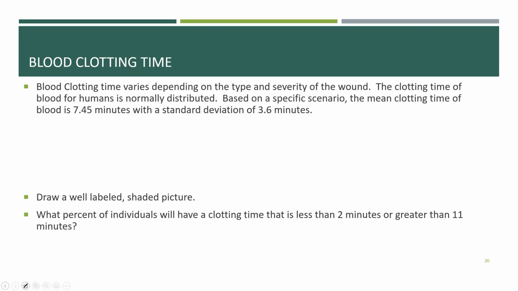But in this scenario, we have the clotting time that is normally distributed, and based on a specific scenario, we have a mean of 7.45 minutes, standard deviation 3.6 minutes. So normally distributed is my keyword to draw myself a bell-shaped curve. In the center of that bell-shaped curve is where I put the mean of 7.45. And I mark off 3 standard deviations, both above and below the mean.